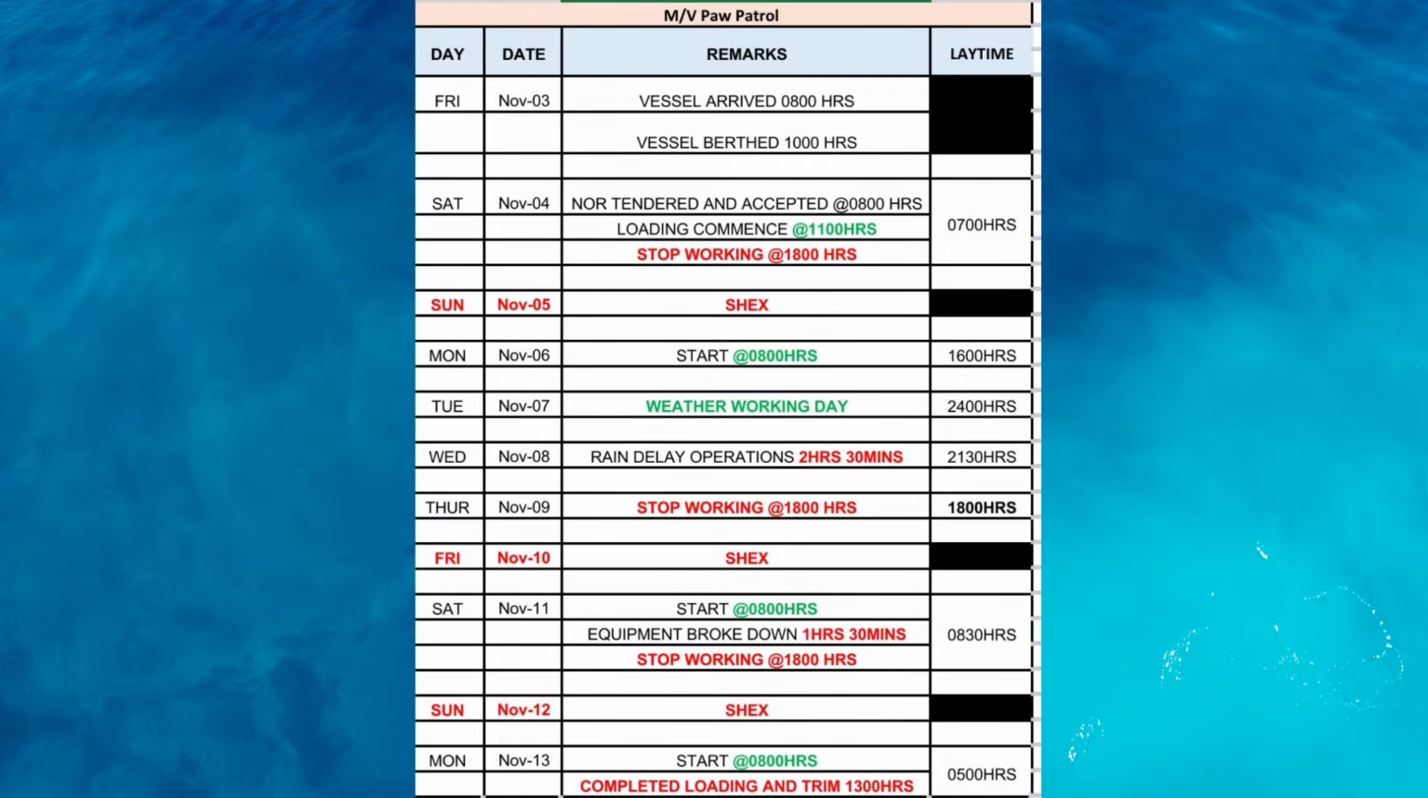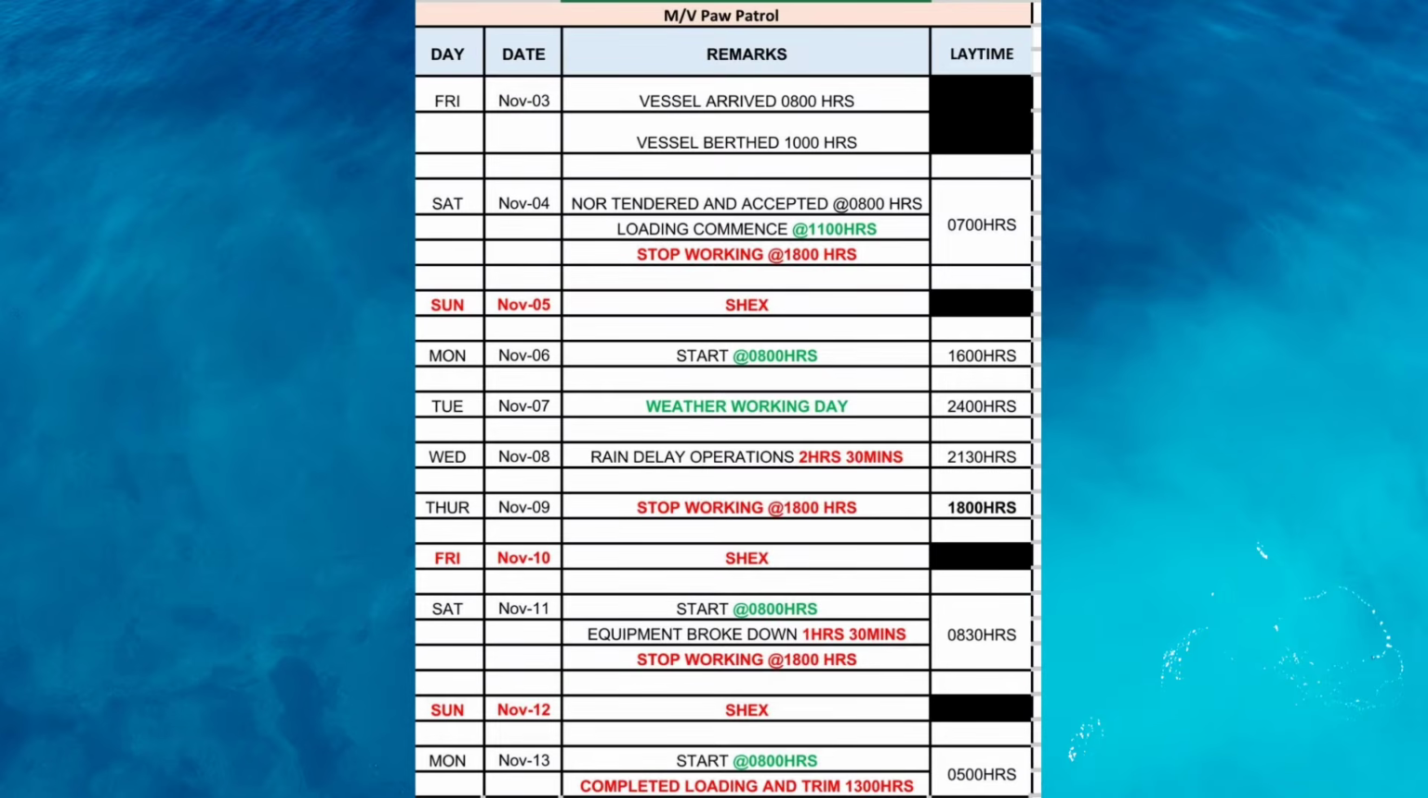Thursday, November 9 was not mentioned in the details of operation in the question, right? But we usually treat that as a weather working day. But here's the thing. Thursday, November 9 is the day before a holiday. So we stop working at 1800 hours. So we only work until 1800 hours on that day. Friday, November 10 is excepted because the question stated that November 10 and 12 are public holidays.